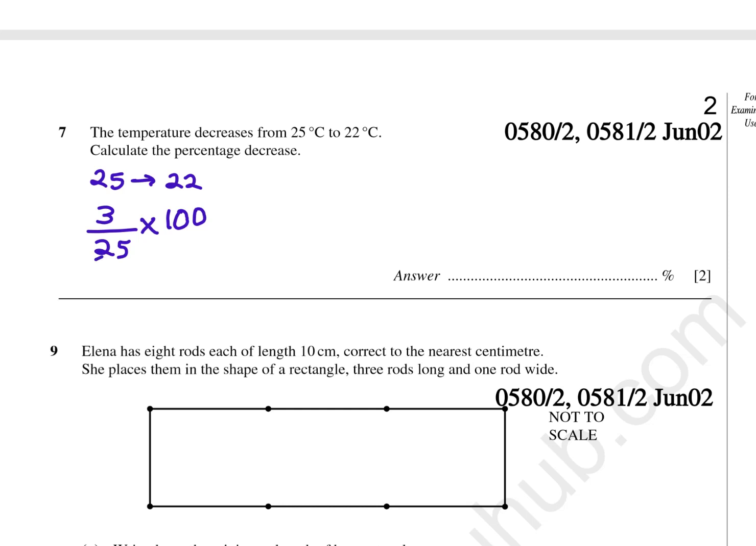So when you do this, you get 25 ones are 25, 25 fours are 100. So your final answer is 12. So the percentage decrease is 12%.